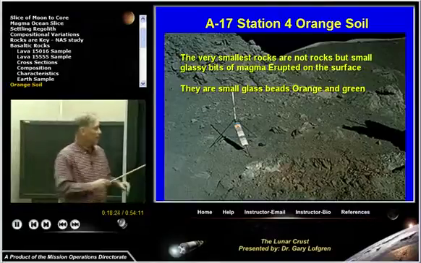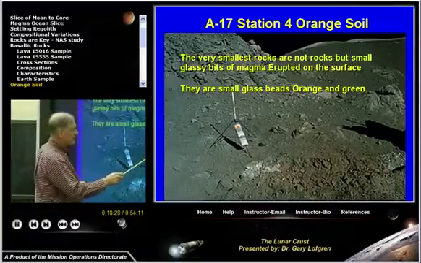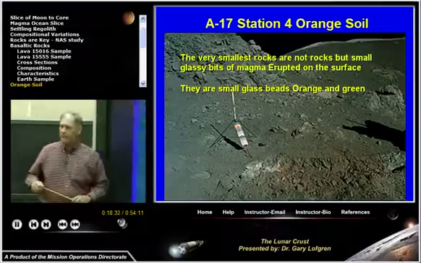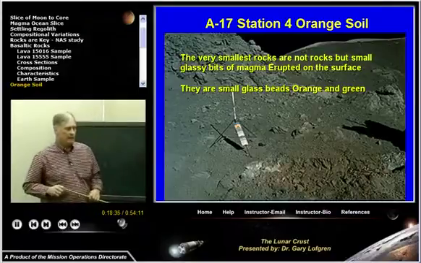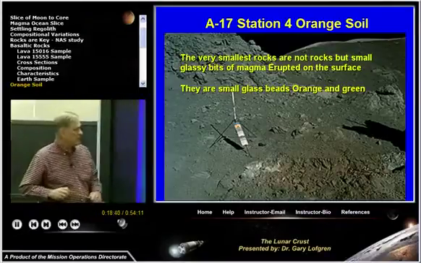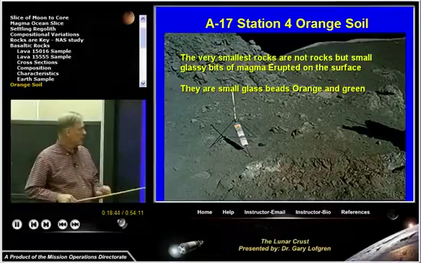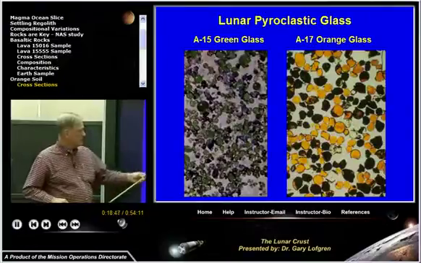We collected orange beads on 17, and we collected a green glass. It didn't get quite the notoriety when we collected it because we didn't realize what it was, but it's that same kind of thing, probably a pyroclastic deposit that came up from deep in the moon and tells us about the interior. Next slide. And here's the green glass spheres, and here's the orange glass spheres.